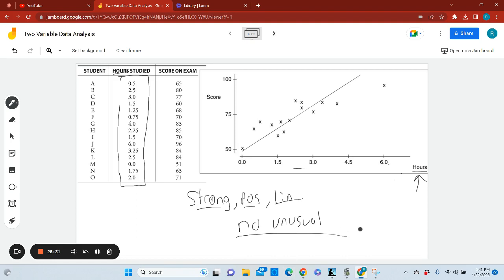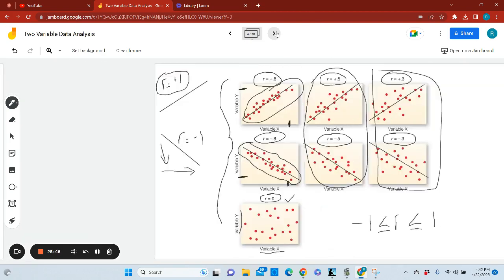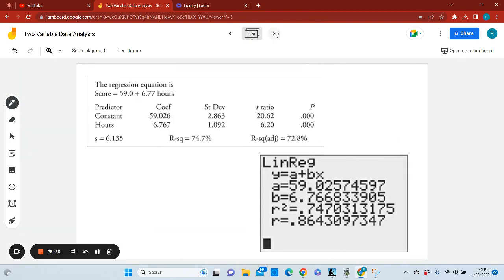And then I would throw some context in at the end, right? I would say this scatter plot, the best way to describe this scatter plot would be a strong, positive, linear relationship between number of hours studied and score on the test. And there are no unusual features on this scatter plot. Okay? So that's just describing a scatter plot if you're asked to do that.